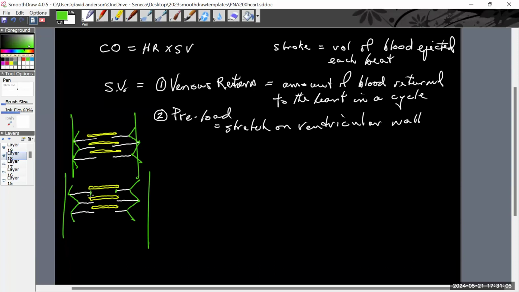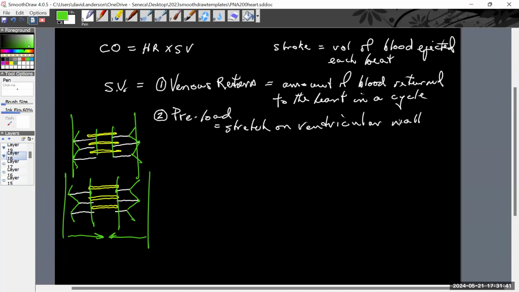So if we have a bigger middle, we can have a more forceful contraction. Up here, this was our middle. Down here, this is our middle. So down here, with a preload stretch on the ventricular wall, we can have a more forceful contraction. Does that make sense?